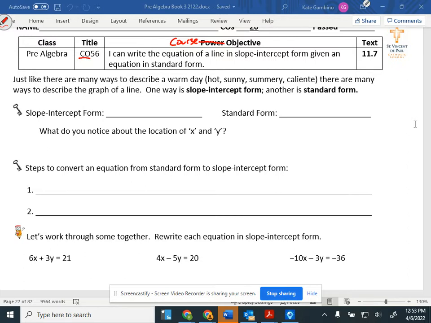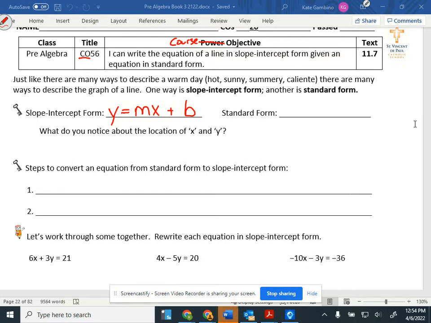One way is slope-intercept form. We've been working with that. Another is called standard form. So we're going to see what the difference is between the slope-intercept form and the standard form. Our slope-intercept form is what we've been working with. Y equals mx plus b. Know it. Love it. We need to know this for many, many years to come.